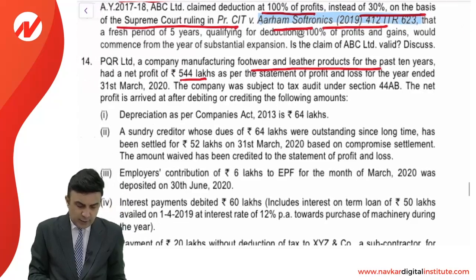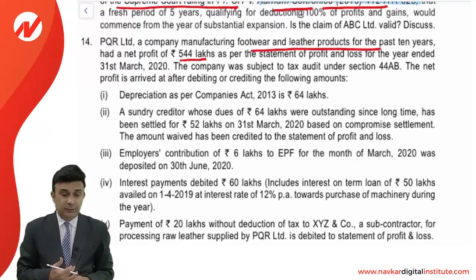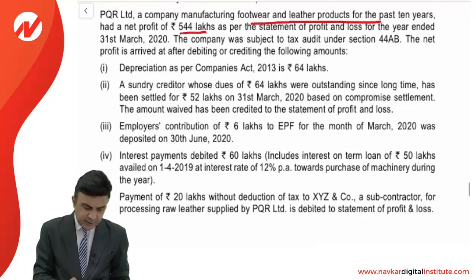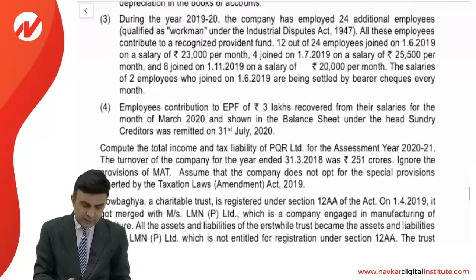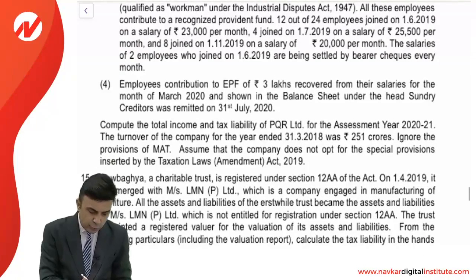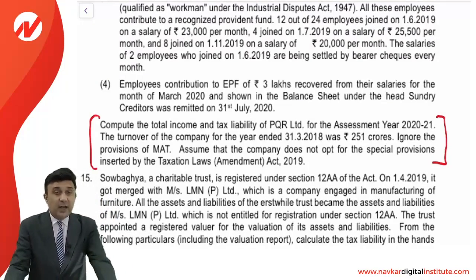Friends, you are given certain details for which you are supposed to solve the sum. Depreciation given, sundry creditor given, and so on and so forth, with a number of additional informations being provided to you. Compute the total income and tax liability of PQR Limited for AY 2021.